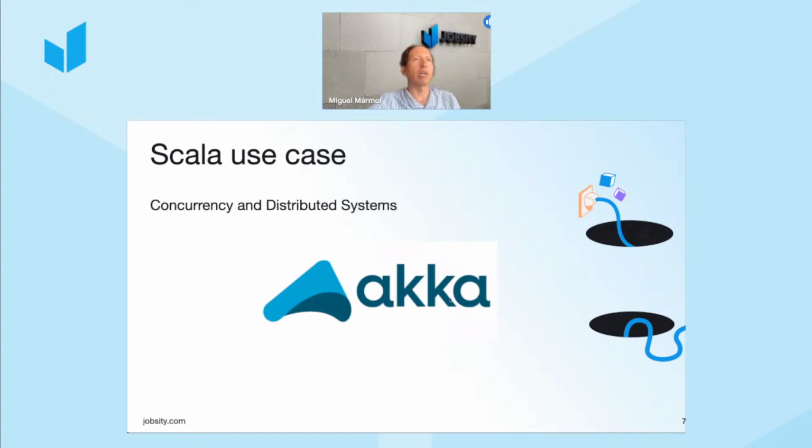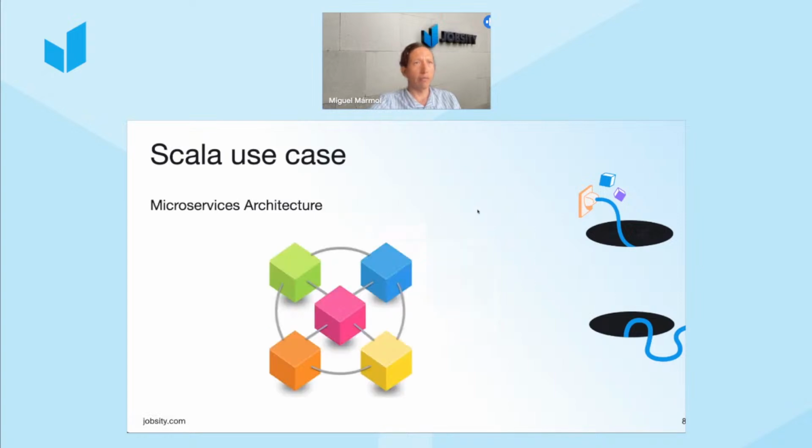Another use case that we have is concurrency and distributed systems. Scala's support for concurrency, along with frameworks like Akka, makes it suitable for building concurrent and distributed systems. And finally, we have microservices architecture. Scala, also combined with Akka, is used for building microservices architectures. Its support for concurrency and distributed systems aligns well with the requirements of microservices.